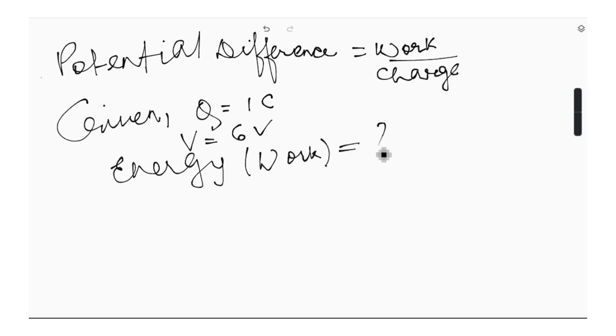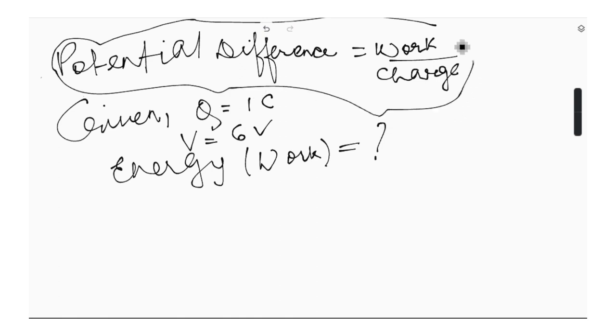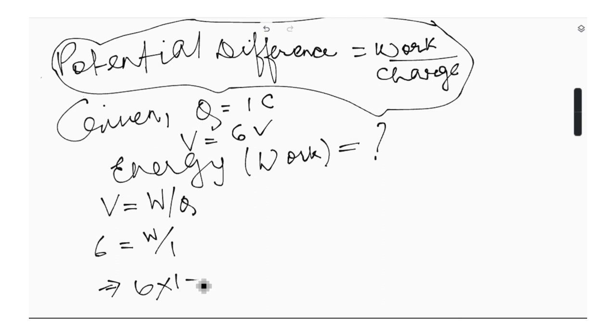This is what we need to find. Okay, so we have learned about potential difference. What is potential difference? Potential difference is actually work done by charge, right? So V, potential difference, is equal to W by Q. Now what is V? How much is V? 6. Energy or work we have to find out, and Q is 1. So 6 into 1 is equal to W. So how much is work done? Work done is 6 joule.